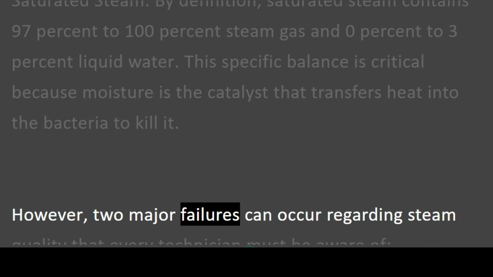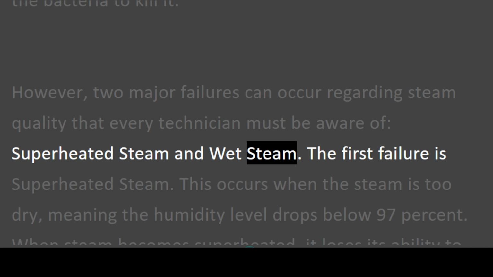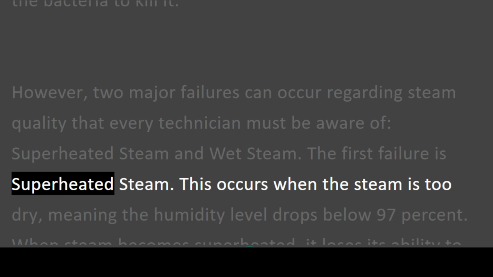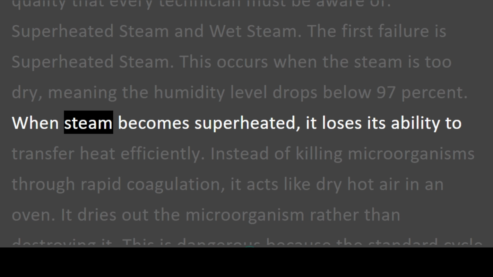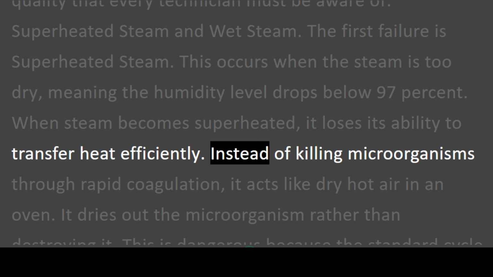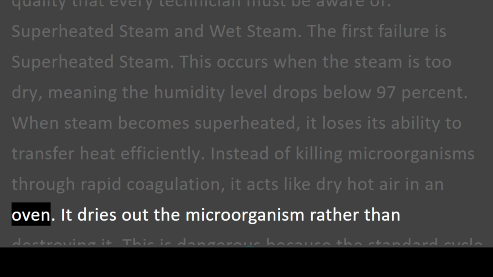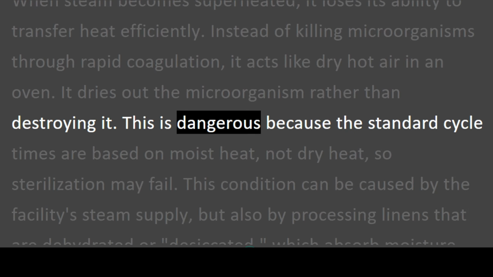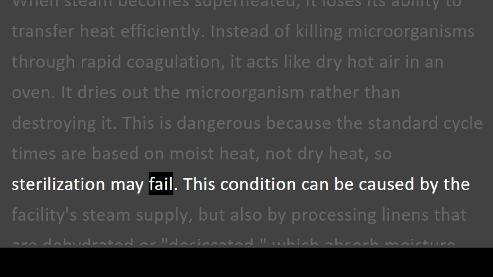However, 2 major failures can occur regarding steam quality that every technician must be aware of: superheated steam and wet steam. The first failure is superheated steam. This occurs when the steam is too dry, meaning the humidity level drops below 97%. When steam becomes superheated, it loses its ability to transfer heat efficiently. Instead of killing microorganisms through rapid coagulation, it acts like dry hot air in an oven. It dries out the microorganism rather than destroying it. This is dangerous because the standard cycle times are based on moist heat, not dry heat, so sterilization may fail.